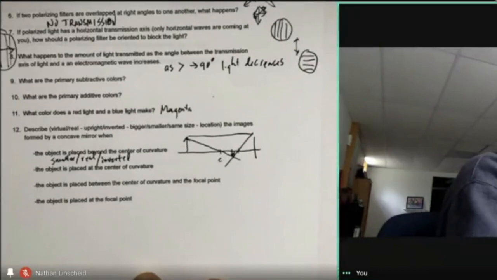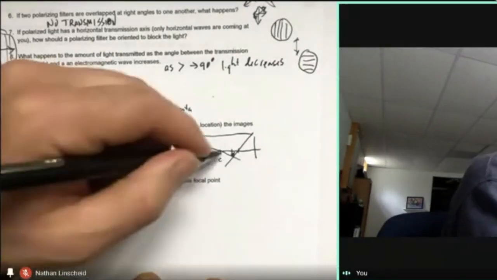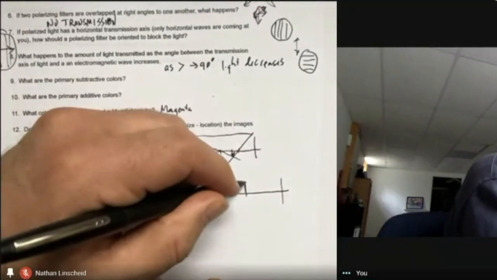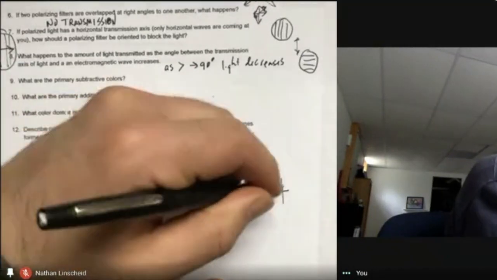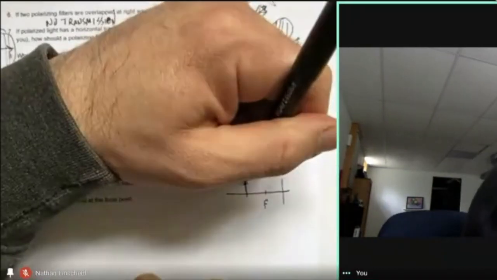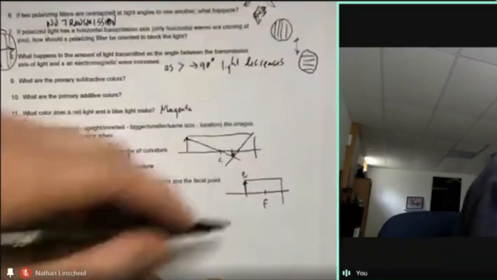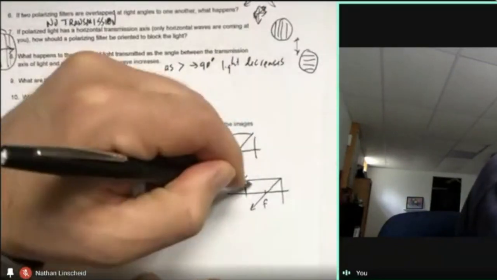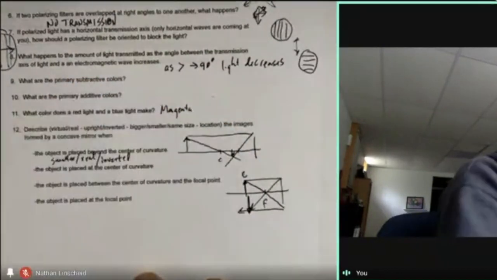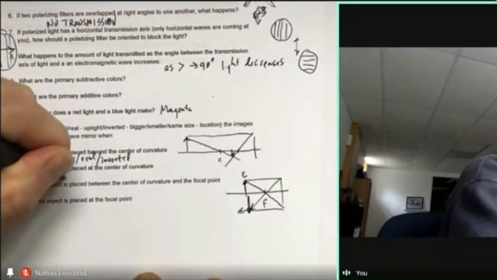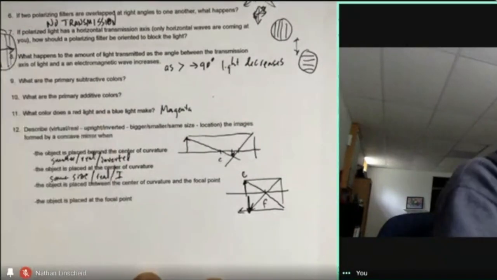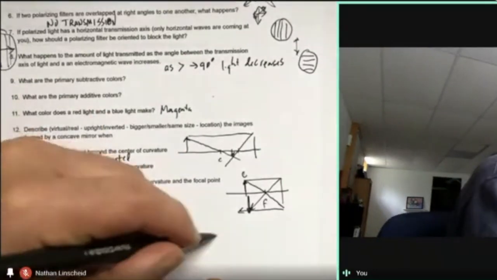Now if I put it right at the center of curvature, let's say this is C. Okay, here's my focal point. Now I can't really use the center of curvature one, but I can go from here to there, and they should intersect right where the center of curvature is. So this is going to be same size, real, and inverted.